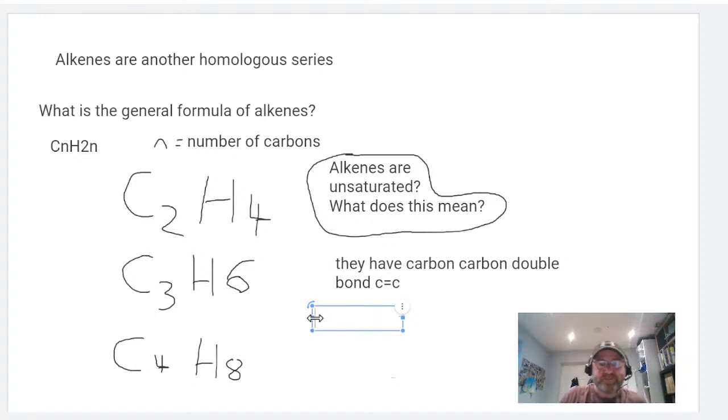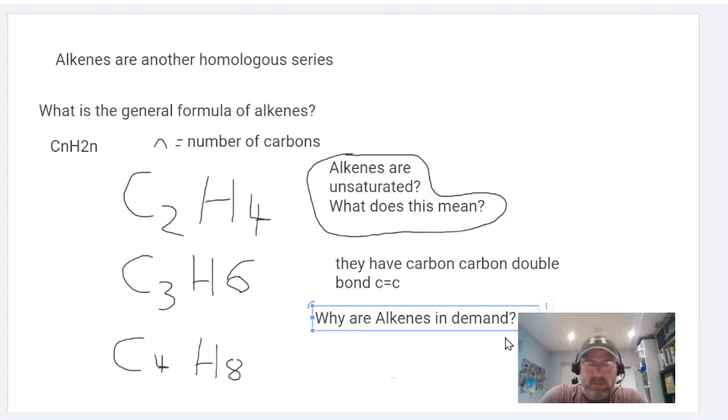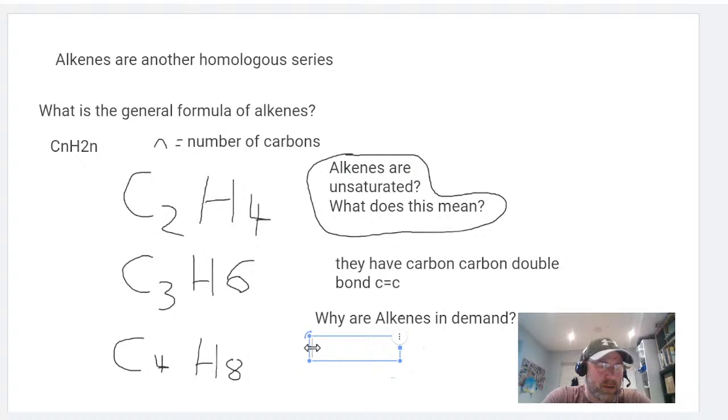Right, couple of other things then. What are alkenes? Why are alkenes in demand? Why do you think alkenes are in demand? Anyone know why alkenes are in demand? There's two things we can make from alkenes. Yeah, they're more reactive, so there's two reactions. We can get two things from alkenes, which you do later on in organic chemistry.